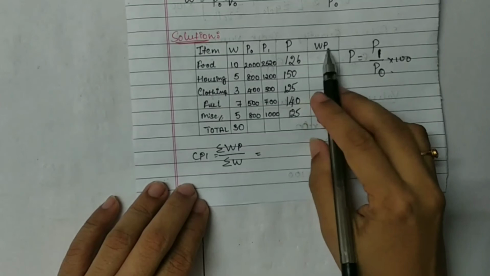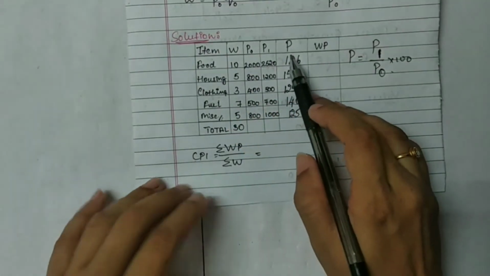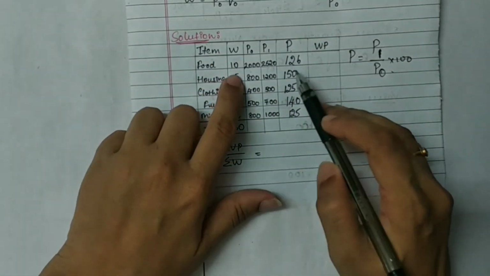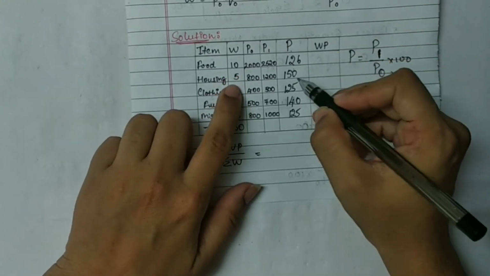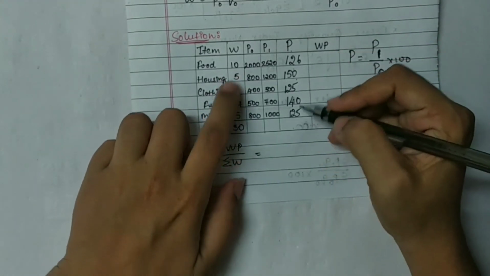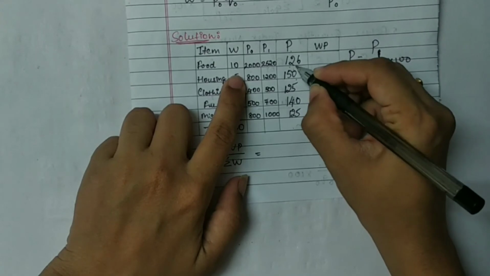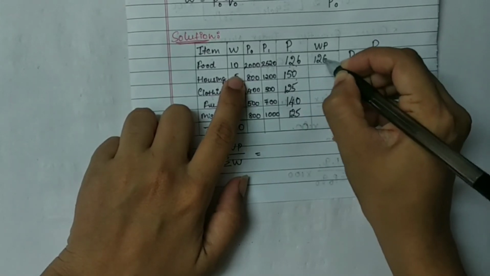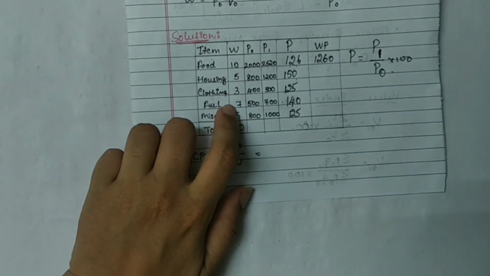So the next one is WP. It is nothing but W into P. 10 into 126. 5 into 150. Same way we have to calculate. 126 into 10 is 1260. Rest you calculate on your own.